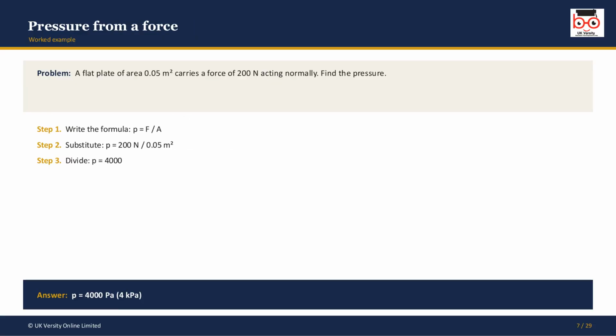Let's do a quick calculation. A flat plate of area 0.05 square meters carries a force of 200 newtons, acting at right angles to it. And we want the pressure. Pressure is force over area, so 200 divided by 0.05, which is 4,000. So the pressure is 4,000 pascals, or 4 kilopascals.